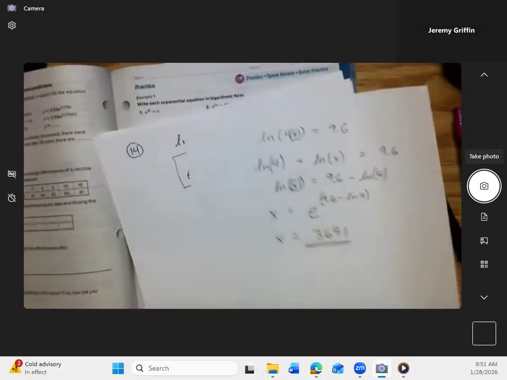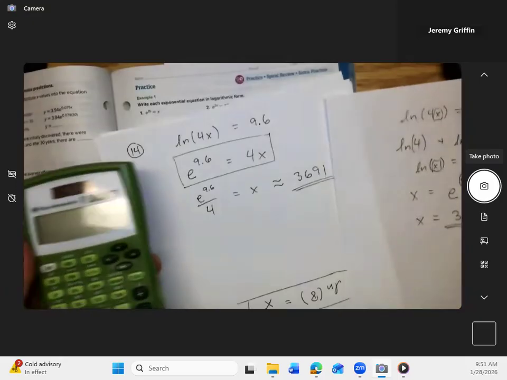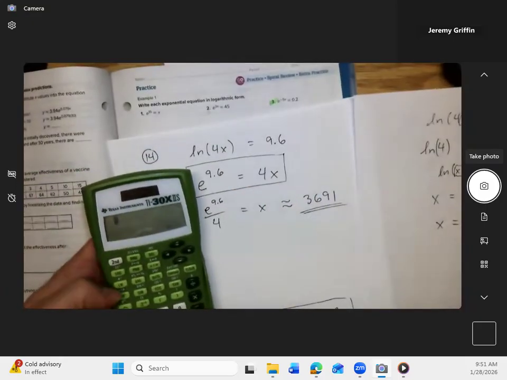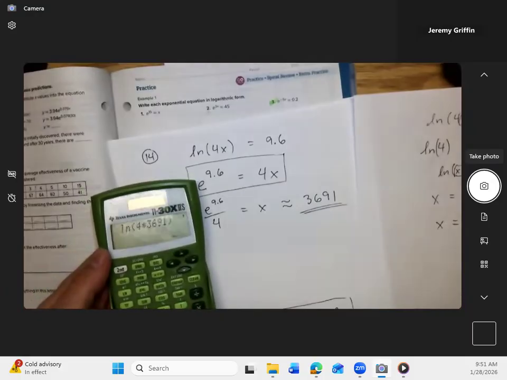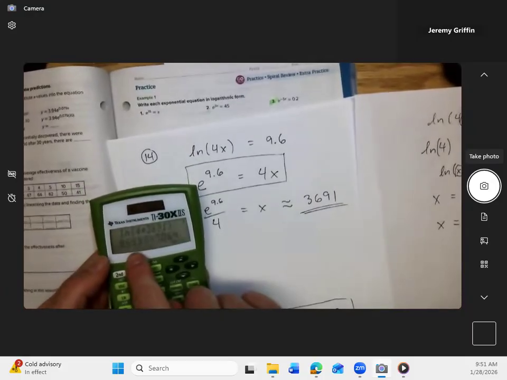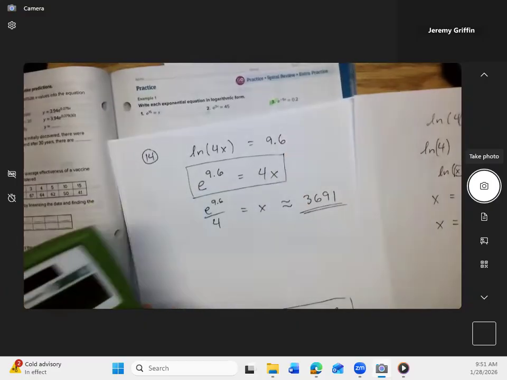Actually, I want to do that real fast. Let's do it. I'm going to type natural log of 4 times 3,691. Let's see if it's really close to 9.6. Yeah, it is. Same thing. All right, so now we're ready for 17.